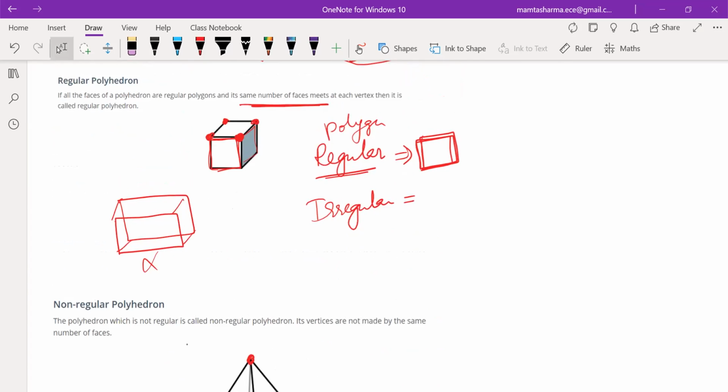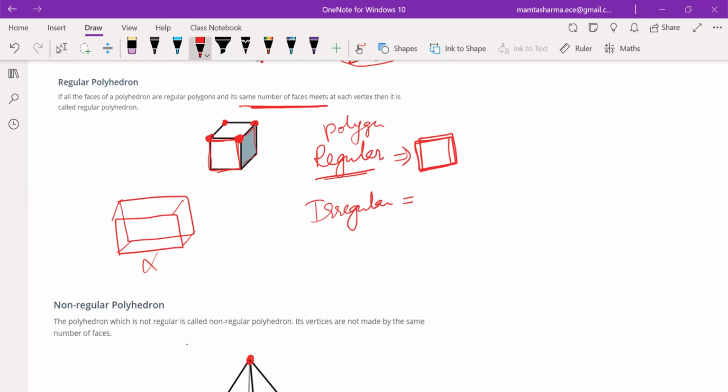Ma'am, can you repeat it? Actually, see, a regular polyhedron means you have to take care of two things. First of all, the sides should be of equal length. The side of each face should be of equal length.